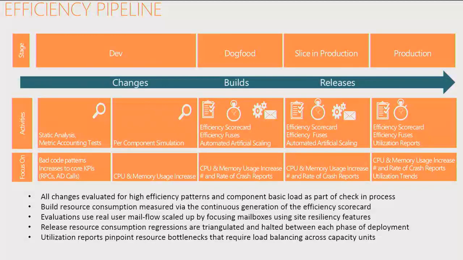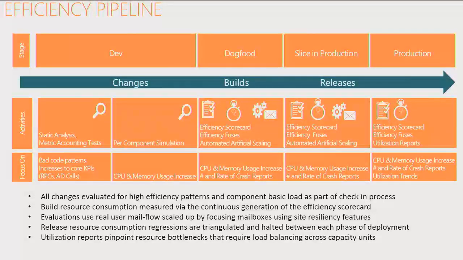Similar mechanisms happen as in SDF. We still use artificial scaling, because even though we pick from more capacity forests, DAGs and capacity units, there's still not a huge amount of users in any one. There's a larger amount of users than dog food. So we use our artificial scaling to scale up each one of those. We do an evaluation with the scorecard across all of them. There's a fuse, again, that has to not trip to go to the next phase. Okay, so that's slice in production.